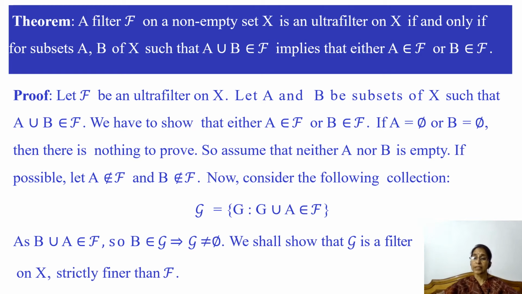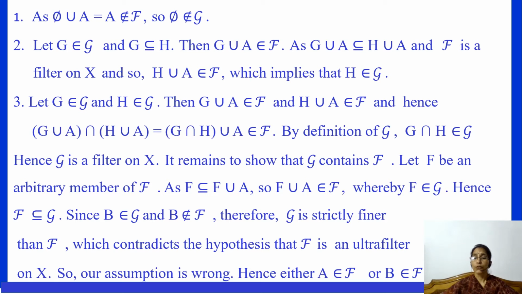We shall show that G is a filter on X strictly finer than F. Now we show that G satisfies all the properties of a filter. So we check the first property: as phi union A is equal to A, and we have assumed that A doesn't belong to F, by definition of G, phi doesn't belong to G. Now we check the second condition.